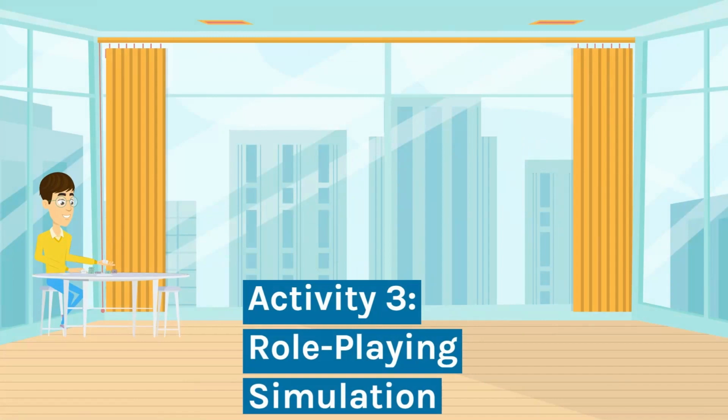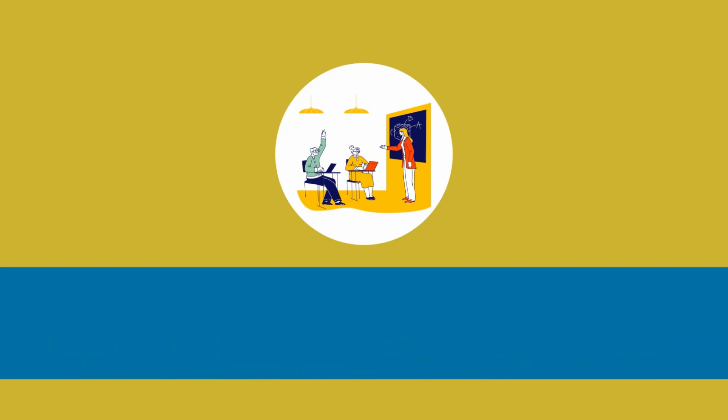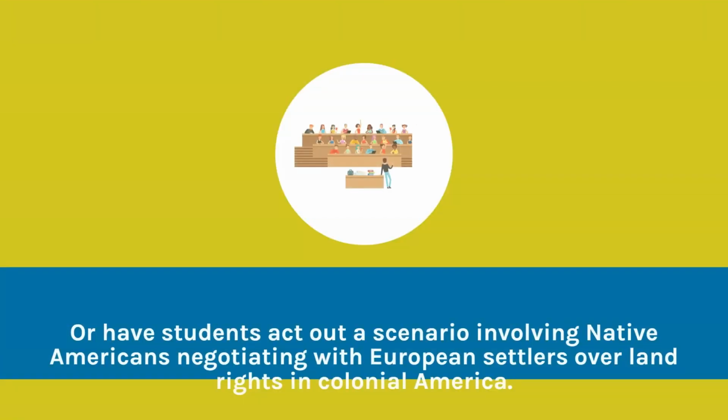Activity 3. Role-playing simulation. A third way is by having students role-play as historical figures or groups with conflicting perspectives. For instance, organize a debate between abolitionists and pro-slavery advocates before the Civil War, or have students act out a scenario involving Native Americans negotiating with European settlers over land rights in colonial America.